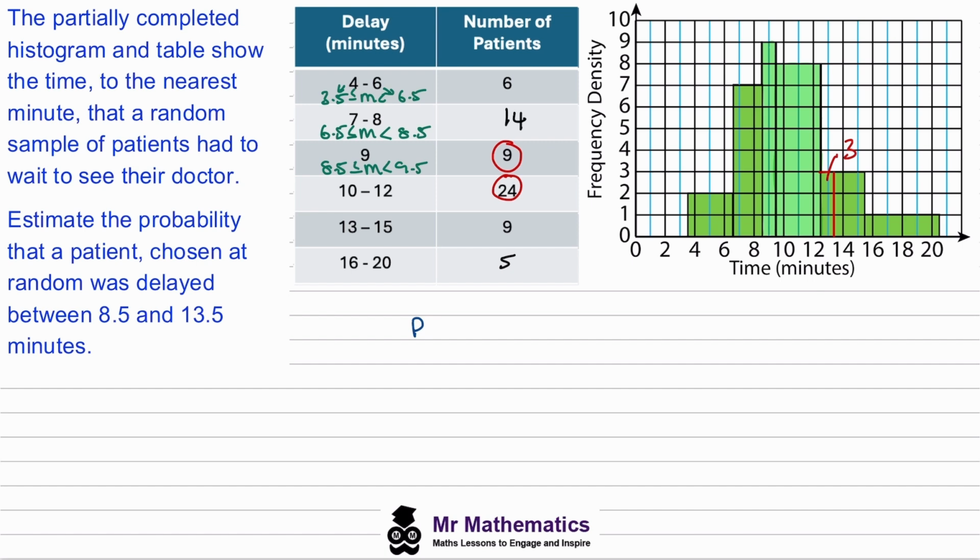So the probability that m is less than 13.5, but greater than or equal to 8.5 will be the 9 add the 24 add the 3, so 36. And we can work out the total by adding these together, and we get 67. So this will be our probability.